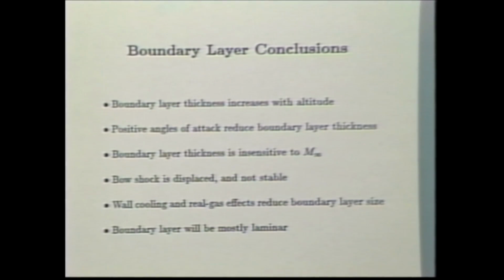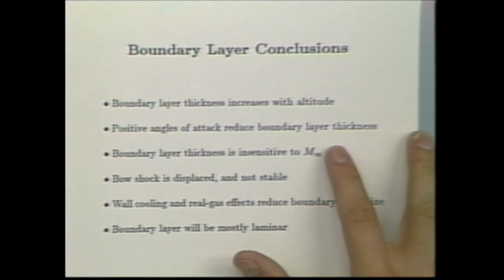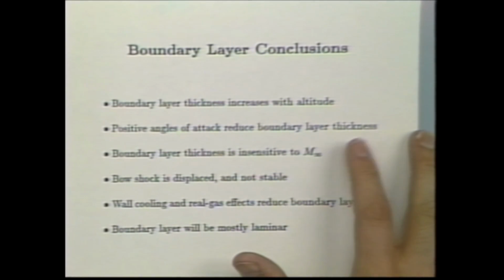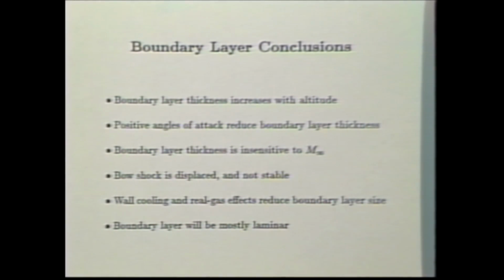Now, going through the extensive literature of boundary layer theory, many of these conclusions are things that you saw yesterday. Several things come to mind. As I said, positive angles of attack reduce the boundary layer thickness. At very, very high Mach numbers, the boundary layer thickness can become insensitive to Mach number. But bear in mind, the general rule of hypersonic boundary layer theory is that the boundary layer thickness scales with the square of the Mach number. So higher Mach numbers, thicker boundary layers.